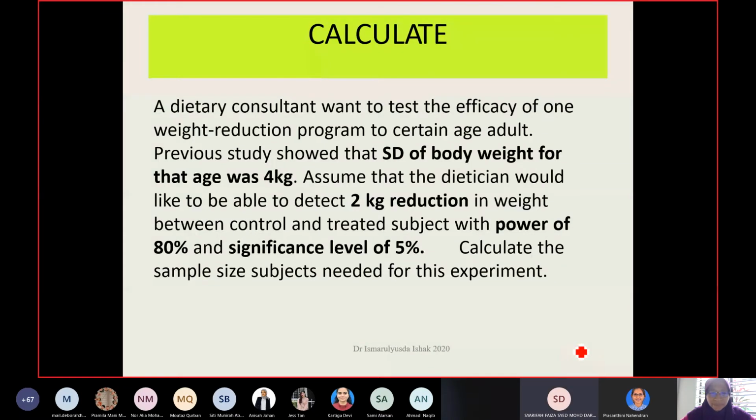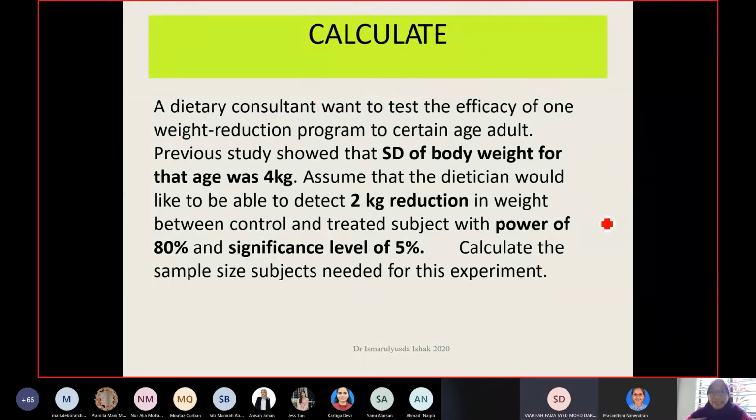Do we need to remember all the formula, Doctor? No, you don't have to. If it's inside the exam, we will give you all the formula. But you have to memorize the meaning of P, the meaning of sigma, the delta. That one you have to remember. But the formula itself, we will give you.